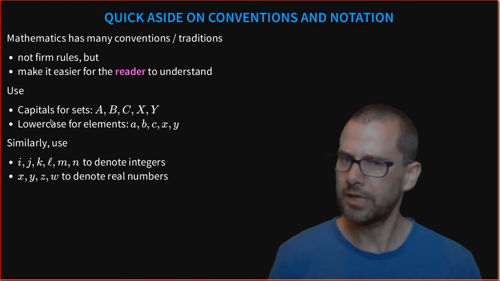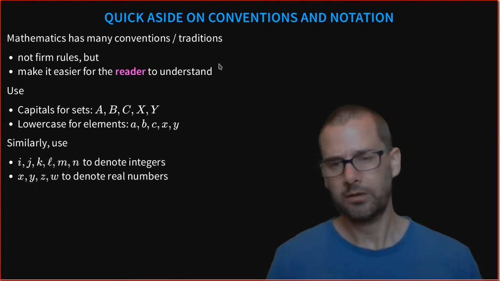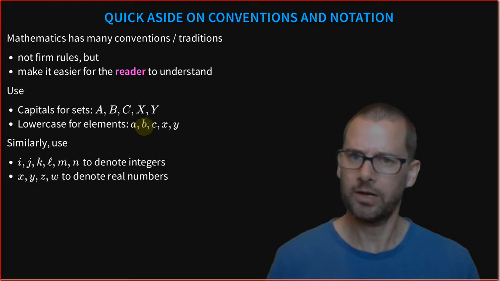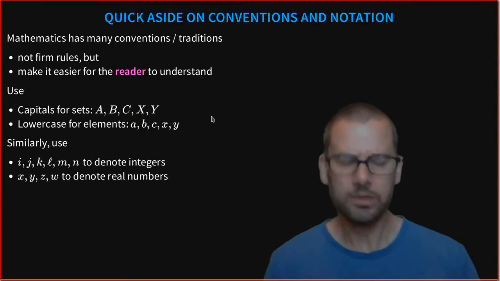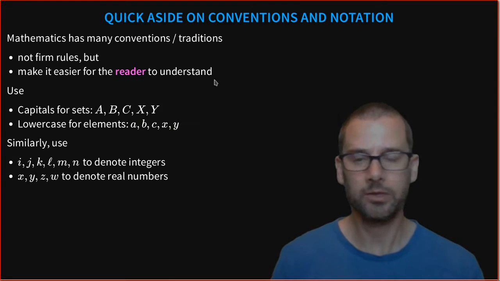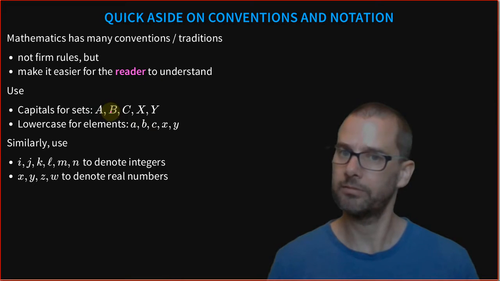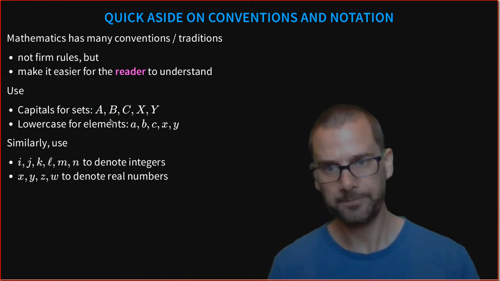So one thing that happens, it's a fairly standard notation, is we use capital letters for sets. Okay, so we'll use capital A, B, C, X, Y to be sets, and we'll use lowercase letters to denote their elements: a, b, c, x, y. And if we're discussing multiple sets and elements from those sets, we can talk about little a coming from big A, little b coming from big B, and so forth. This just helps the reader keep track of what's happening.